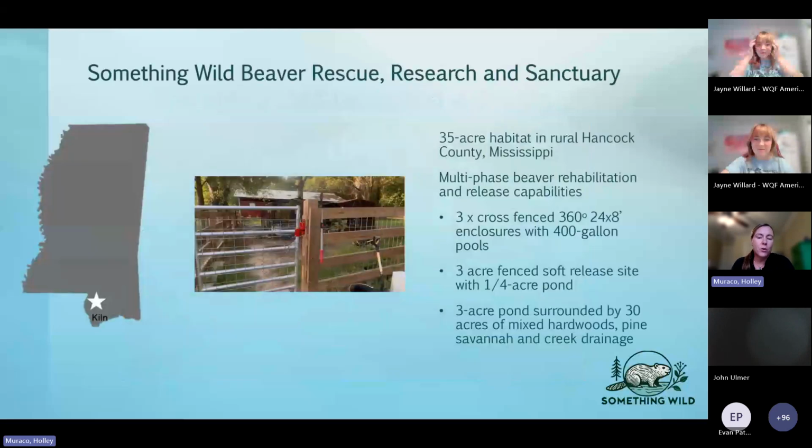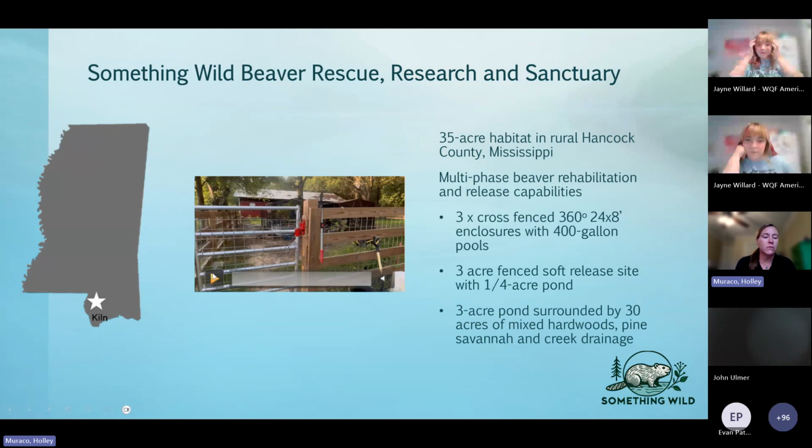And now, fast forward to today, we went from living in a very residential urban area where we were rehabbing those first three beavers to building our dream. We now live on a 35-acre habitat in rural Hancock County, and through a lot of trial and error, we have been able to build multi-phase beaver rehab and release opportunities.